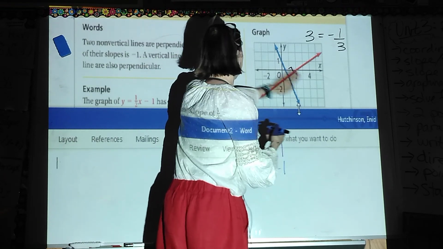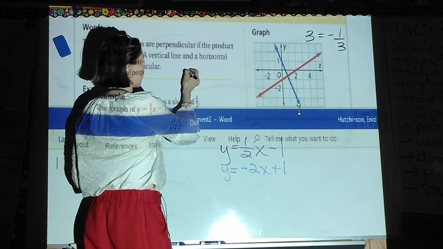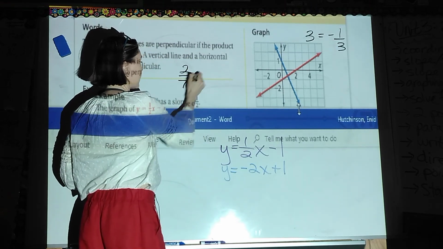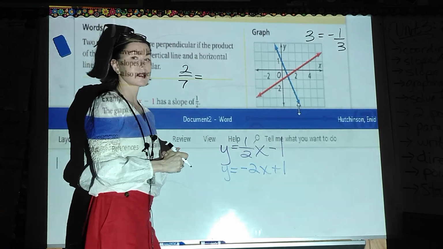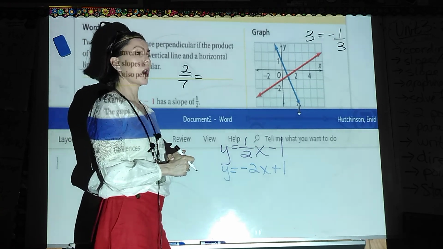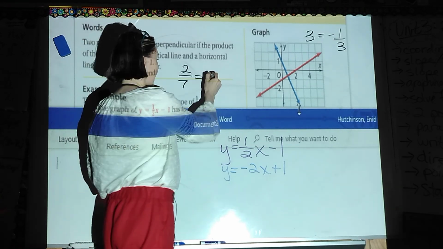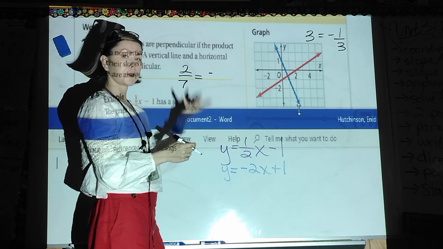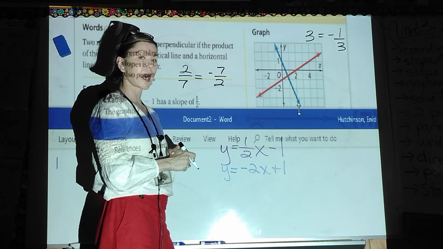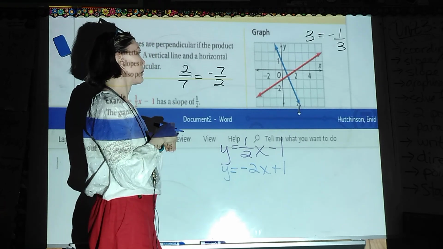What if you had, here's another example. I'll just write it right here. Okay, what if you had 2/7, right, on the spot? What is the opposite reciprocal of a positive 2/7? Well, the opposite of a positive term is a negative. And then the reciprocal is the flip, so you would flip it, and that would be -7/2. Okay?